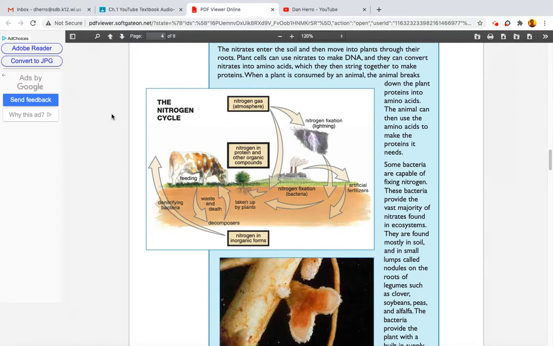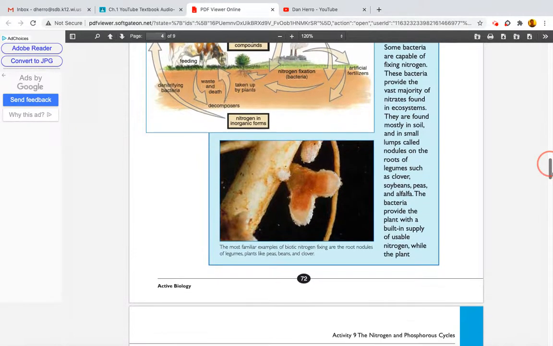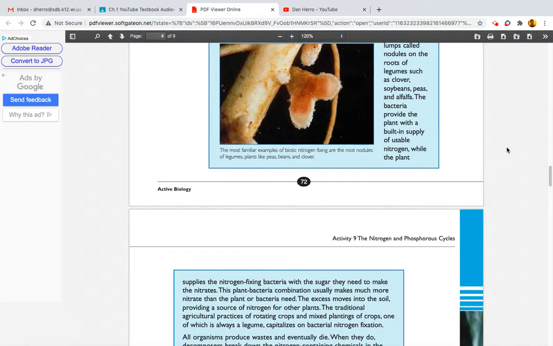Some bacteria are capable of fixing nitrogen. These bacteria provide the vast majority of nitrates found in ecosystems. They are found mostly in soil and in small lumps called nodules on the roots of legumes such as clover, soybeans, peas, and alfalfa. The bacteria provide the plant with a built-in supply of usable nitrogen, while the plant supplies the nitrogen-fixing bacteria with the sugar they need to make the nitrates.